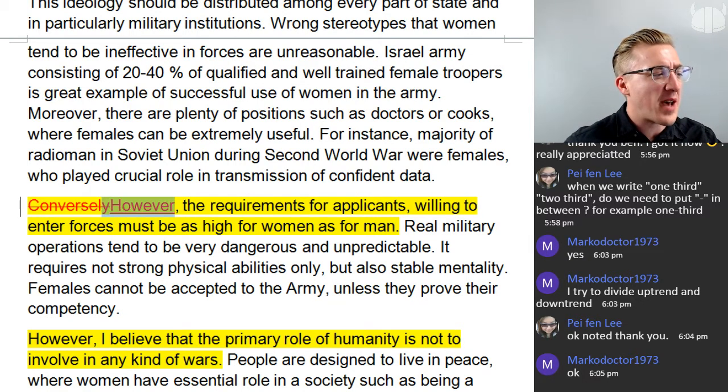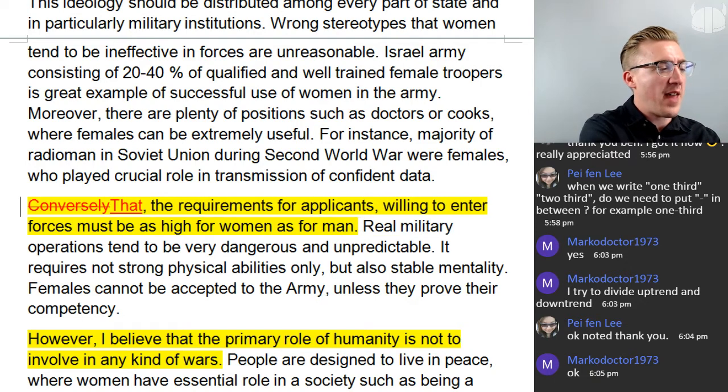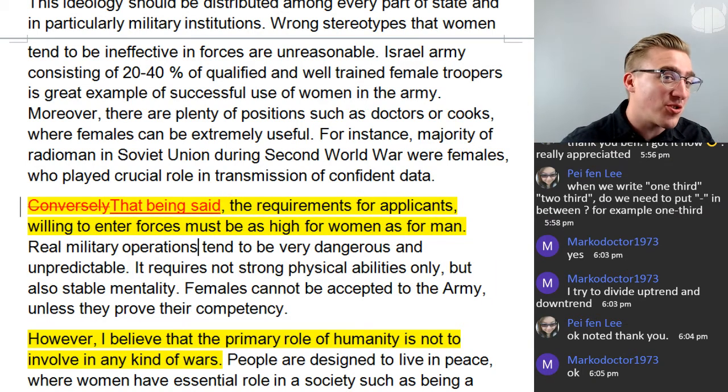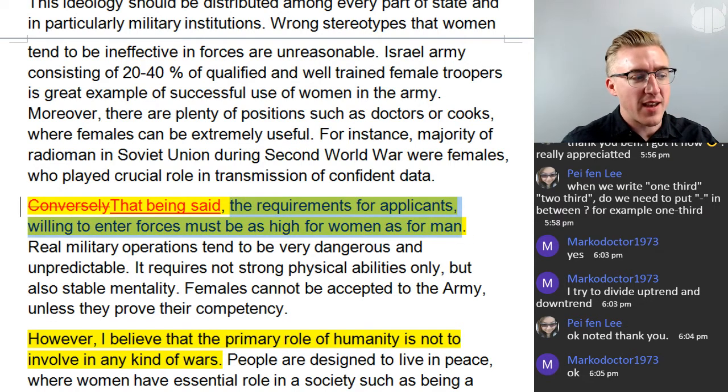Or maybe, even better, that being said, okay? While that is true, there's another idea that adds some complexity to it, okay?